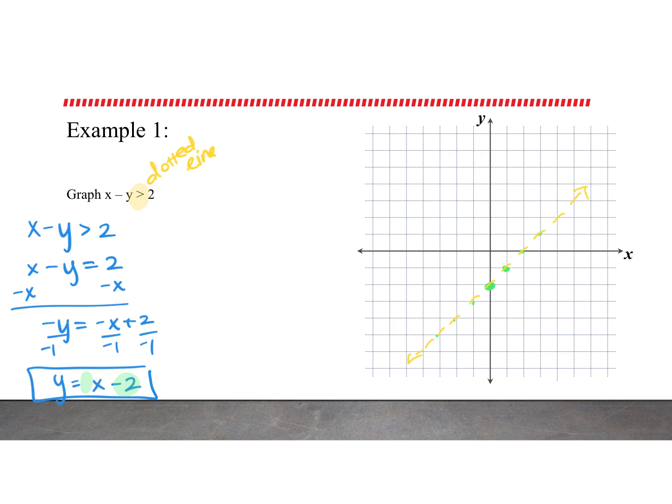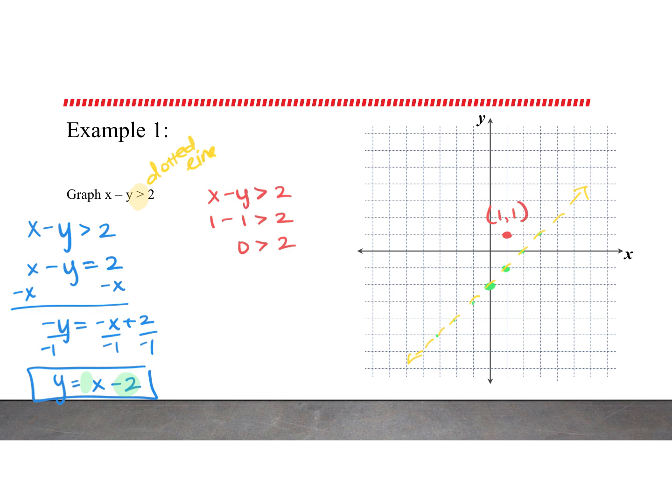Now for my test point, I can pick a point on either side. I like to pick nice, pretty easy numbers. So I'm going to pick this one right here, (1, 1) as my test point. I'm going to go back to my original equation with our inequality, and plug in 1 for x, 1 for y, simplify both sides, and then check to see if this is a true or false statement.